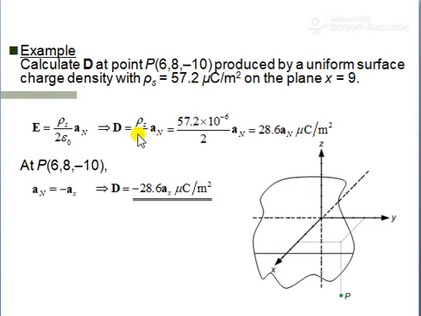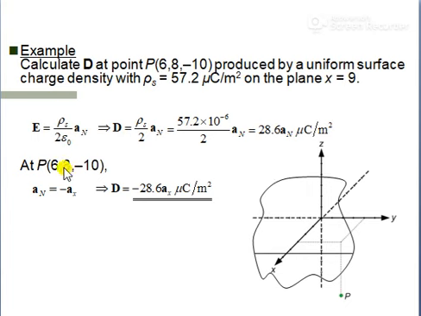Now the equation here: E is equal to rho S by 2 epsilon naught an, so D is equal to rho S by 2 an. 57.2 into 10 raised to minus 6 is rho S, divided by 2 an, so it will give 28.6 an microcoulomb per meter square.